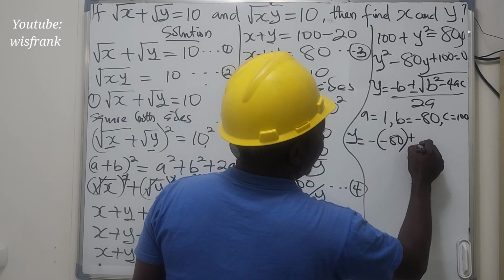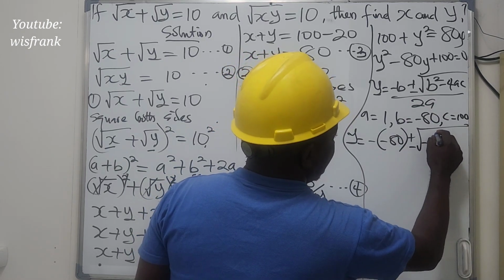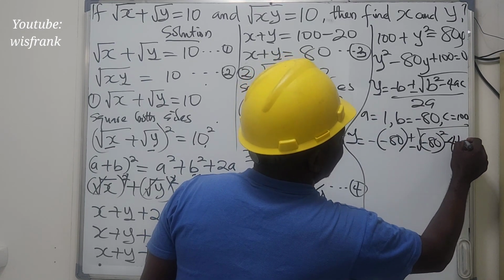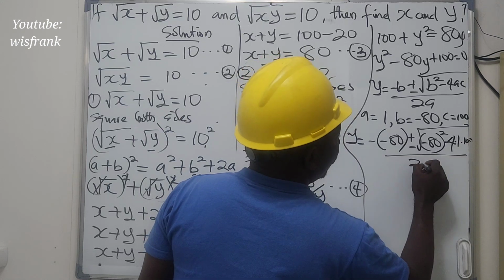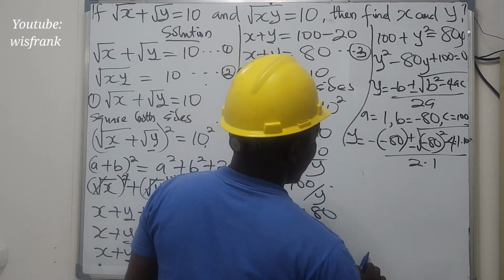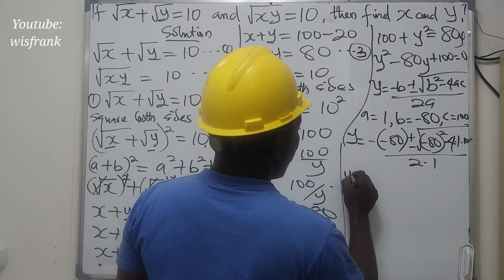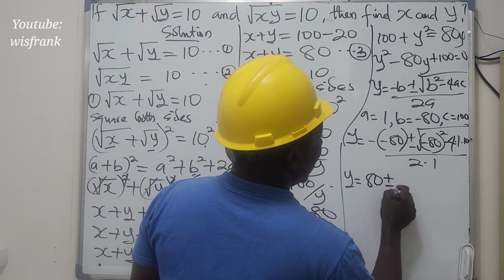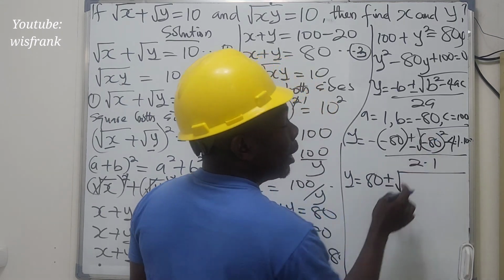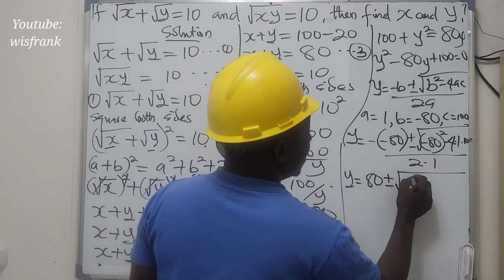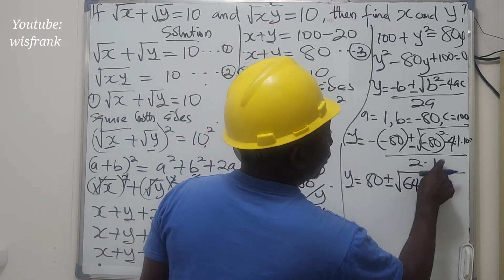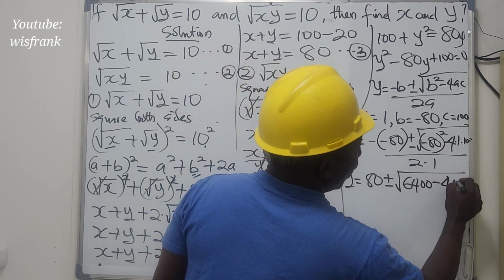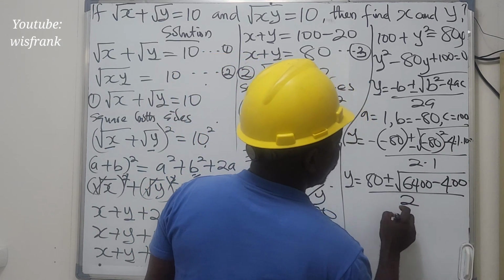Then we have y equals plus or minus the square root of minus 80 to the power of 2 minus 4 times a, which is 1, times 100, all over 2 times 1. So in that case, y equals minus times minus 80 will give us 80, plus or minus the square root of minus 80 to the power of 2, which will give us 6400, minus 4 times 100, which will give us minus 400, all over 2 times 1, which is 2.